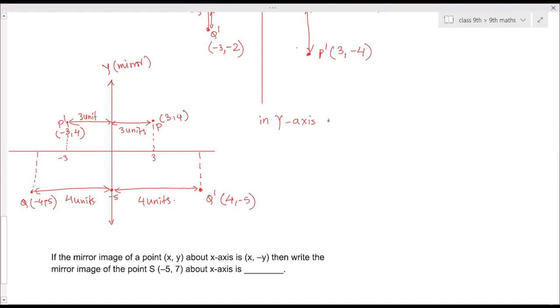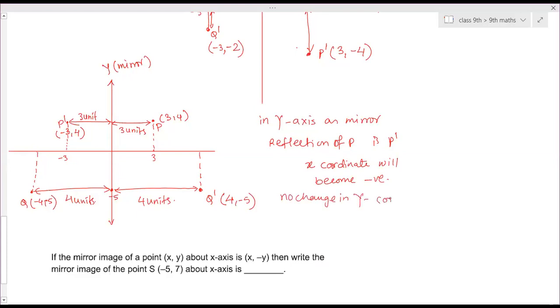With the y-axis as mirror, what is happening? The reflection of P is P dash. So when the reflection takes place, which value changes? The x-coordinate will become negative. Here it was 3, and in the mirror image it was -3. No change in the y coordinate.